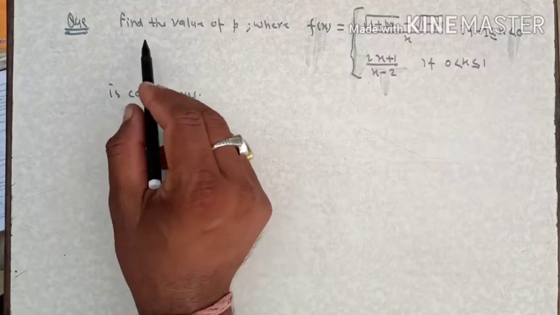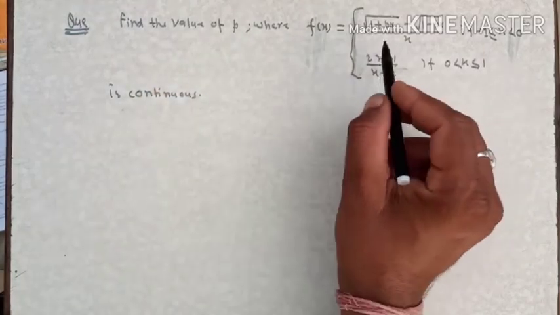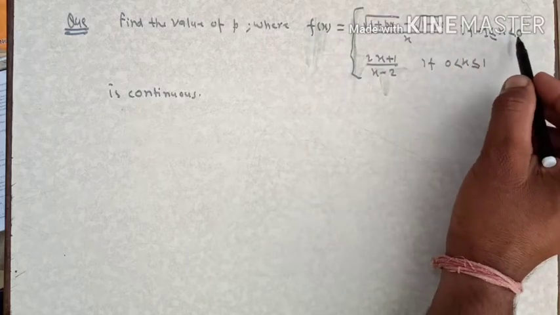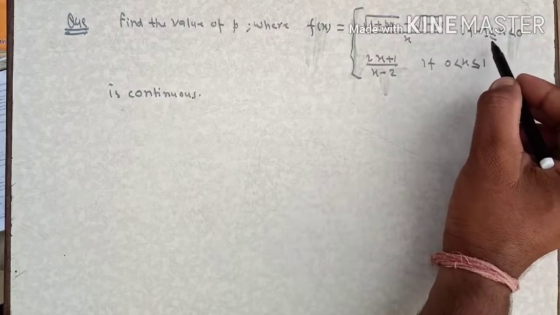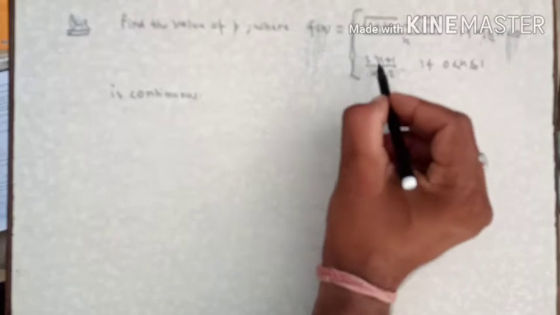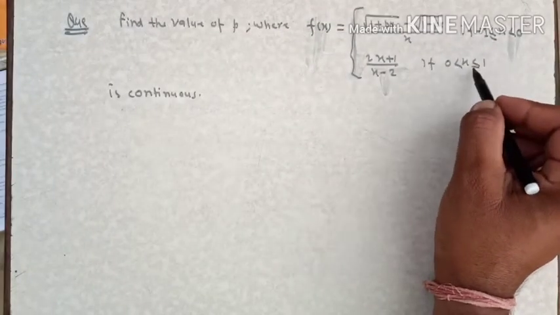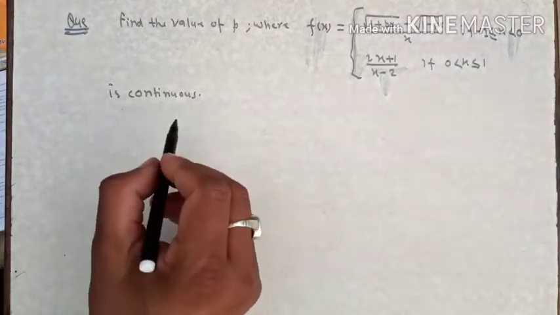Okay, next question. Find the value of p where f(x) is equal to (root of 1 plus px minus root of 1 minus px) upon x, if x is less than 0 and greater than or equal to minus 1, and f(x) is equal to (2x plus 1) upon (x minus 2) if x is greater than 0 and less than or equal to 1, is continuous.